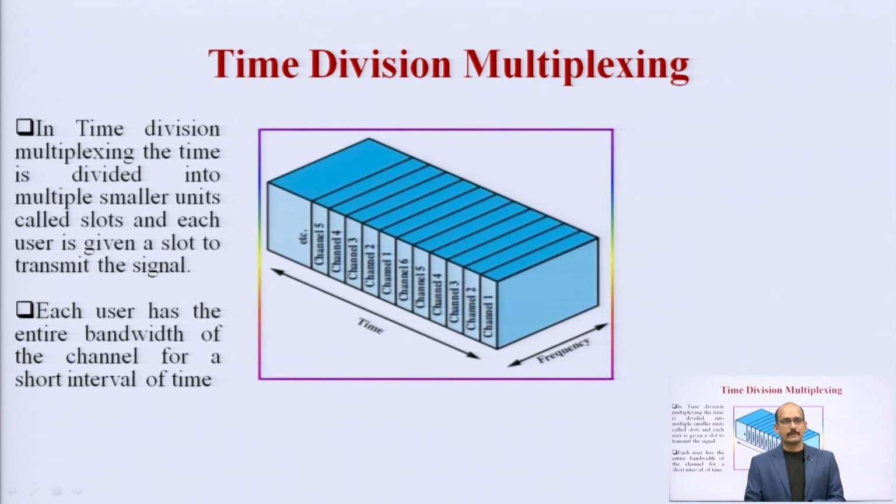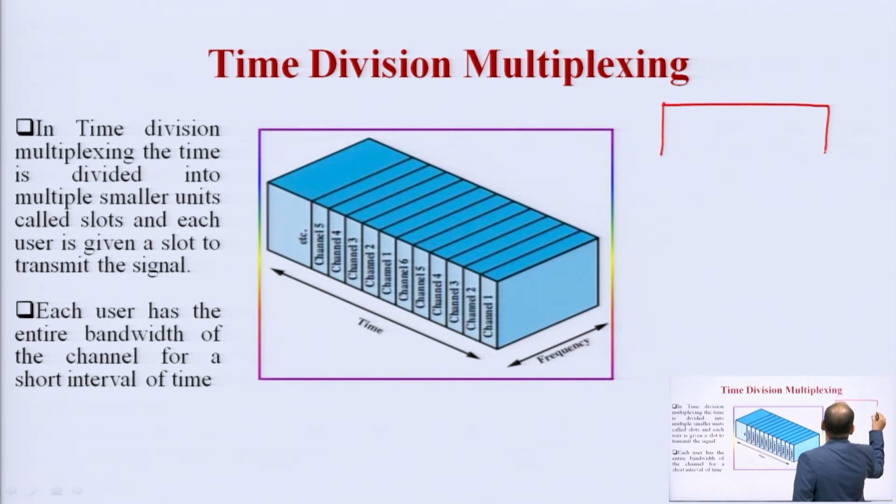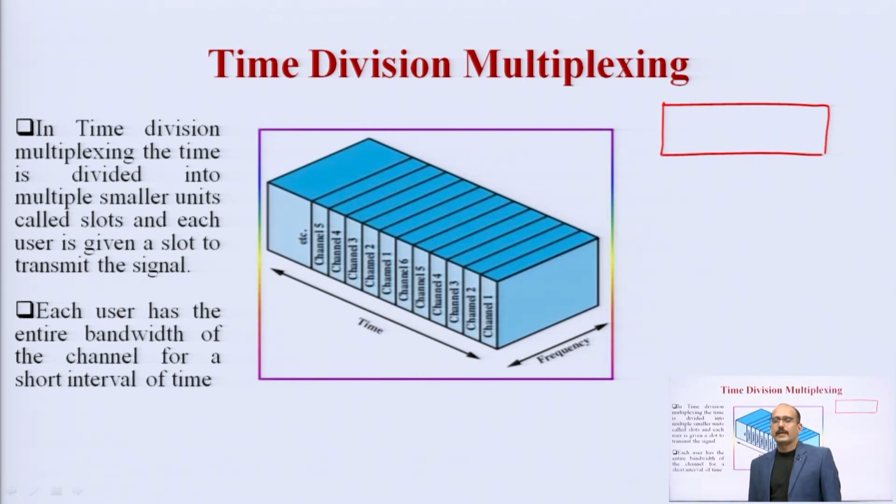time division multiplexing. What is going to happen in time division multiplexing? In time division multiplexing, the complete channel is going to be used in slots. You can see on your mobile, when you are switching the internet on and off, you sometimes get a message that packet switching is on, packet switching is off. That packet switching is basically derived from this time division multiplexing.